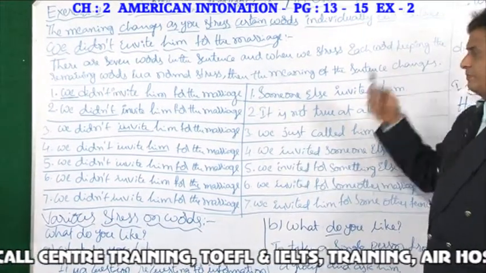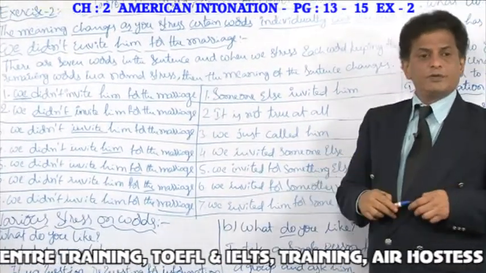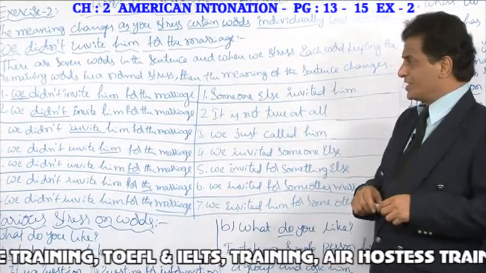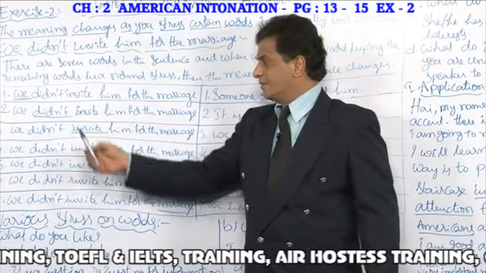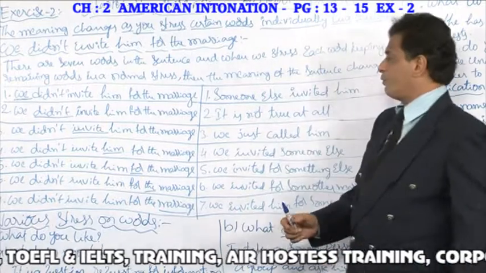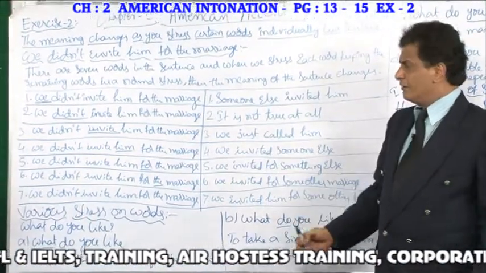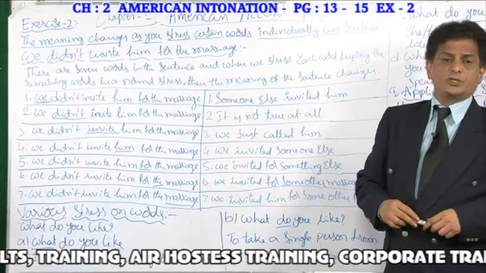Someone else invited him. We didn't invite him for the marriage. Someone else has invited him. This is the meaning. When you stress the word didn't, we didn't invite him for the marriage, it is not true at all. We didn't invite him for the marriage. It's not true at all.